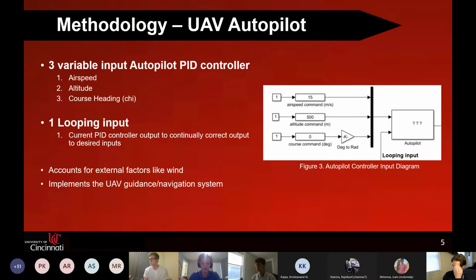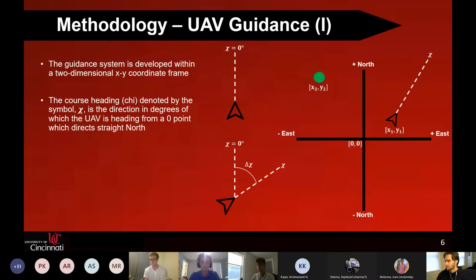And then to model the dynamics of the UAV, we use the UAV Autopilot that we developed in class. This Autopilot allows you to input an airspeed, altitude, and course heading. And then using PID controllers, it will continually correct the throttle, rudder, and aileron values to approach your inputs. This Autopilot also accounts for external factors like wind. And this Autopilot then enabled us to implement a guidance system, which Josh will now elaborate on.